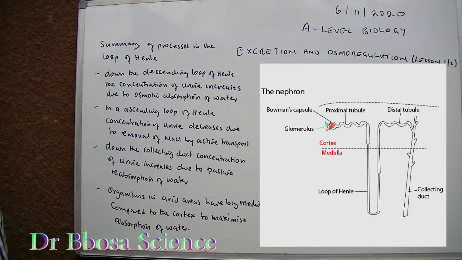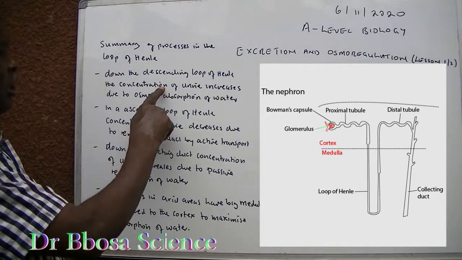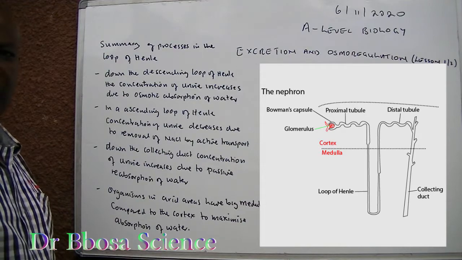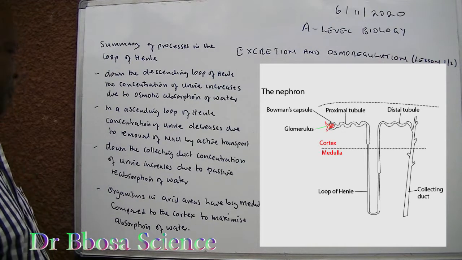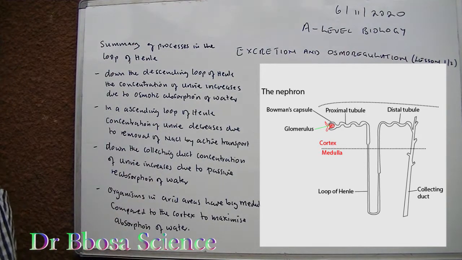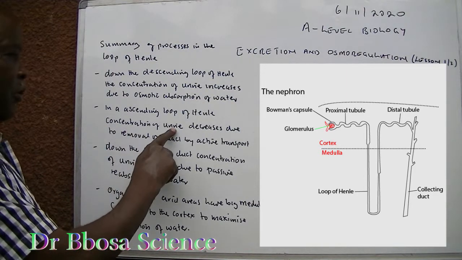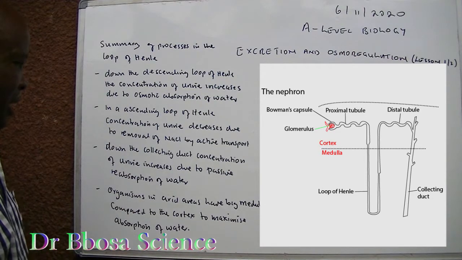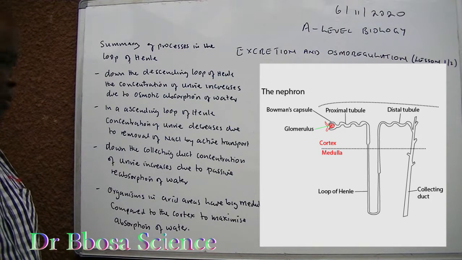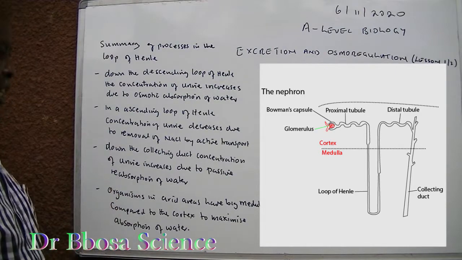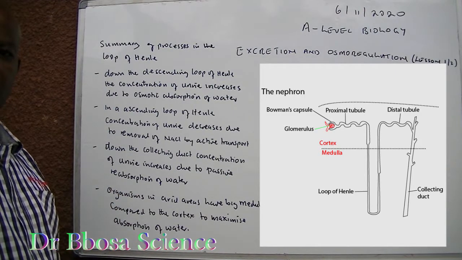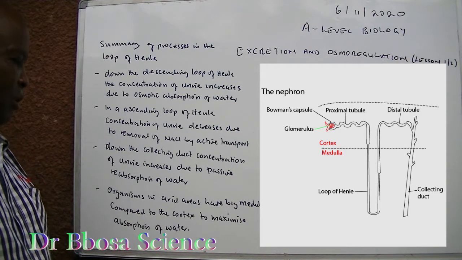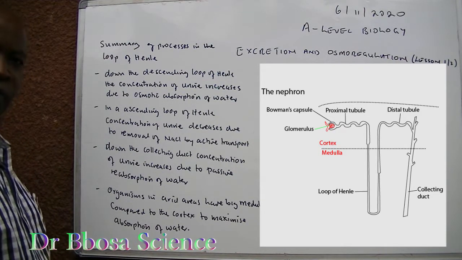Down the descending loop of Henle, concentration of urine increases due to osmotic absorption of water. In the ascending loop of Henle, concentration of urine decreases due to removal of sodium chloride by active transport. Down the collecting duct, the concentration of urine increases due to passive reabsorption of water.